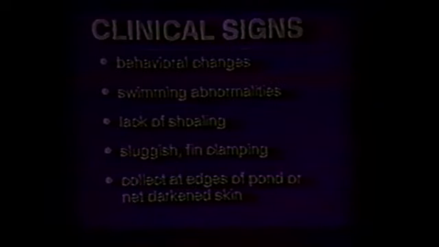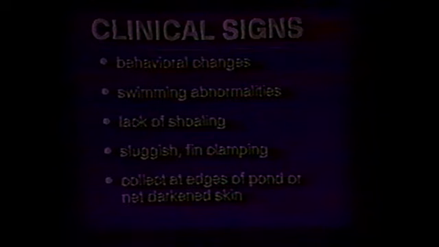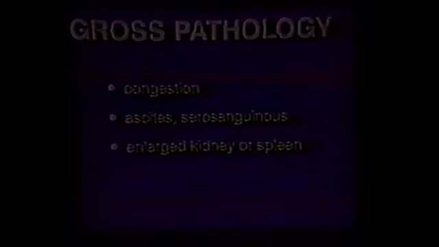You can have behavioral changes and swimming abnormalities. Typically fish will like to shoal. You'll see them swimming around the margins of the net pens within salmonid industries. Even looking at tracking channel catfish within some of the ponds, it's found that they tend to aggregate in certain groups within the ponds themselves. And one of the features of disease is a lack of shoaling. There can be sluggishness, fin clamping, as well as collection of the fish along the edges of the ponds and darkened skin. And this seems to be a very non-specific response of fish to disease, just to generalize disease processes.